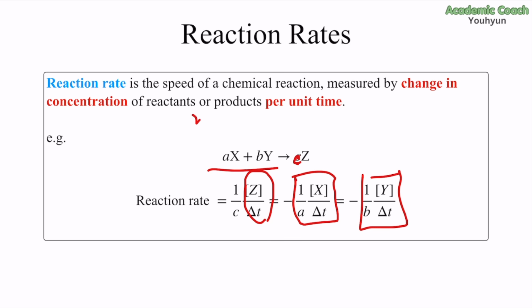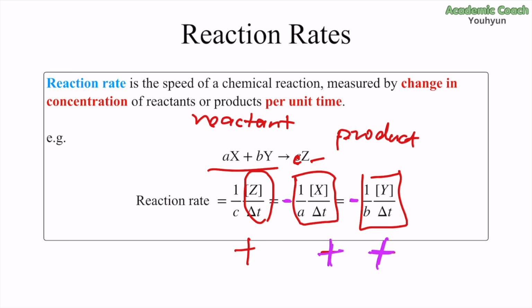But for these two reactants, their change in concentration represents how fast they decrease over time, while for products, it represents how fast they increase over time. So this value is positive, and these two values are negative. To represent the speed of a chemical reaction, we always want to use a positive value. That's why we add this extra negative sign for X and Y, so eventually it shows as a positive value. So again, all of these three values should be the same. They should be equal to each other.